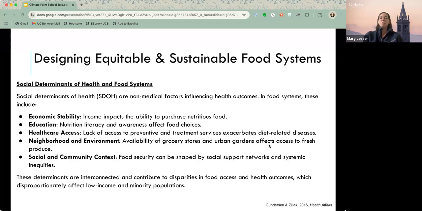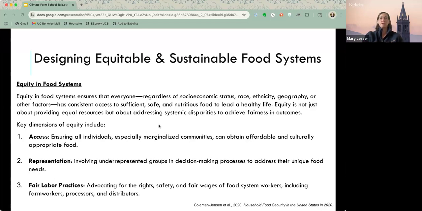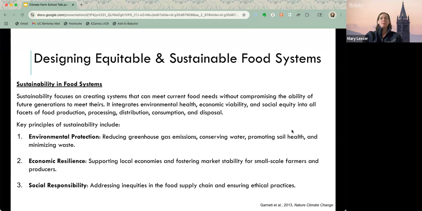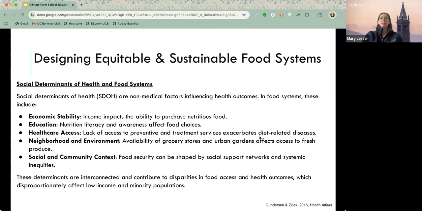And then this is one that I bring up because oftentimes when we're thinking about access, we think about food insecurity, and I can even go back to this right here, we're looking at some of these factors that are not necessarily medical. So we are looking at the social determinants of health, these non-medical factors that can influence health outcomes.